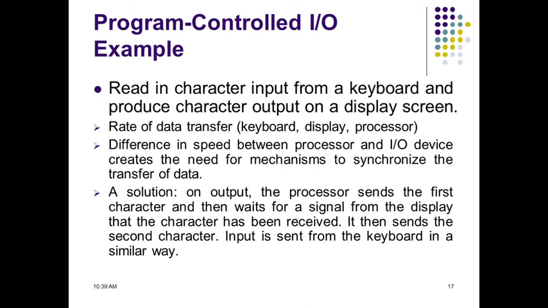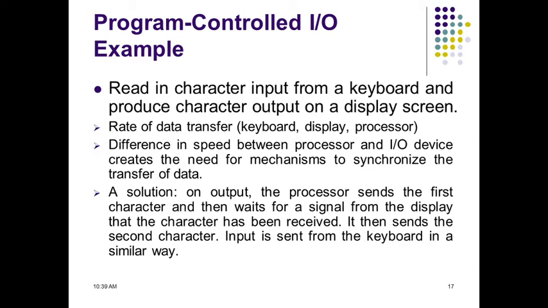Now consider a task which will read in a character input from the keyboard and produce the character output on a display screen. A simple way of performing such an IO task is to use a method known as program controlled IO. The rate of data transfer from the keyboard to a computer is limited by the typing speed of the user, which is unlikely to exceed a few characters per second.